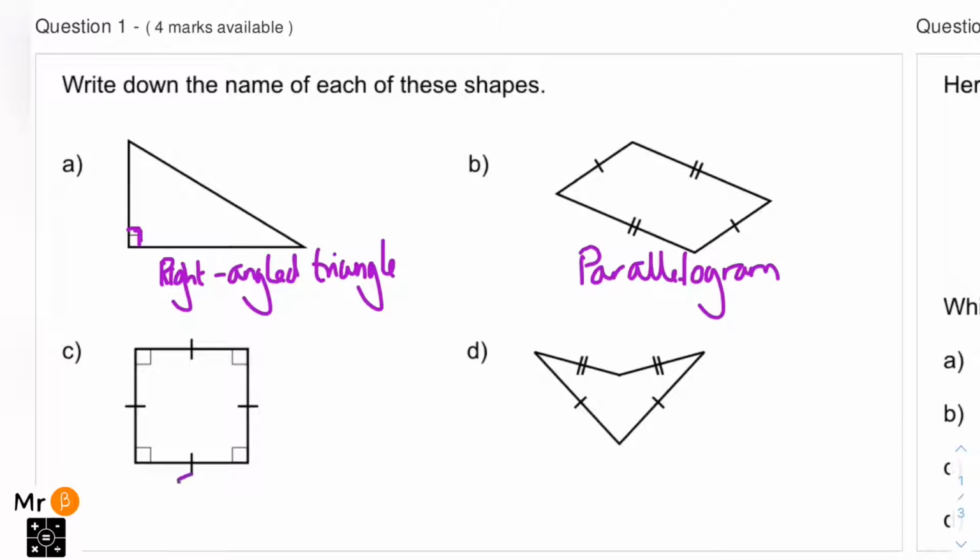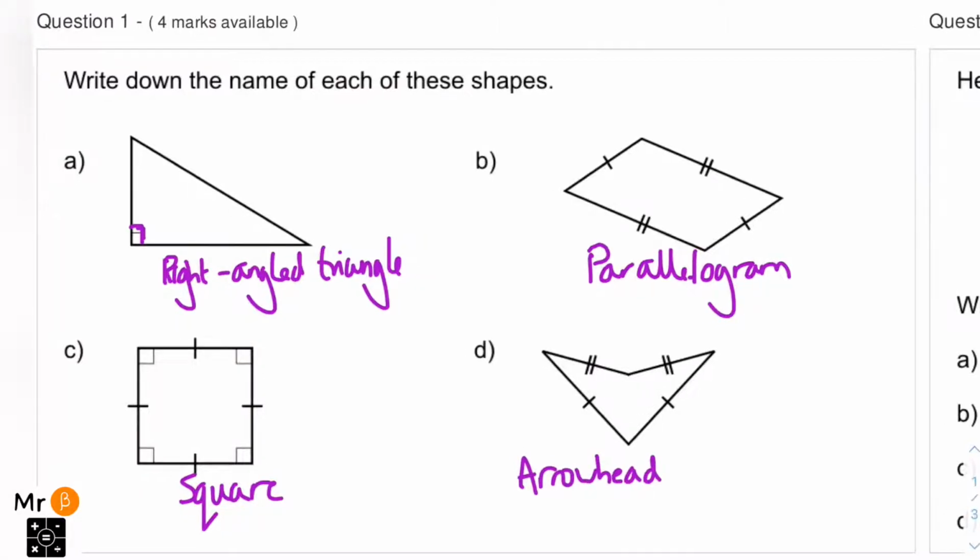Shape C, square, all sides are equal, all angles are 90 degrees and equal. And finally, shape D, this is known as an arrowhead or delta. So in an arrowhead, you've got two sets of adjacent sides which are equal. It's symmetrical when it's divided vertically. It's got a rotational symmetry of order 1, and it is concave. So it may remind you of a kite.